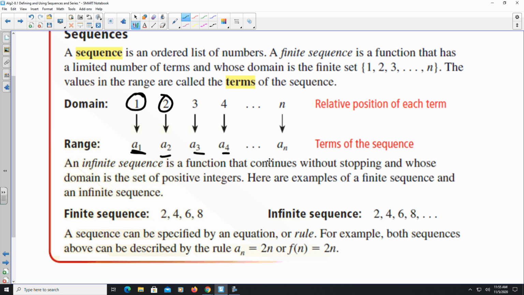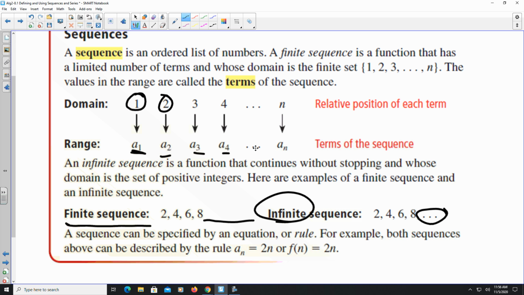a sequence. If you look here, they talk about either a finite sequence or an infinite sequence. If you have a finite sequence, there's an actual stopping point, and if you notice, there's nothing else after it. But in an infinite sequence, they have the three dots, and that just means it keeps going on and on until infinity.